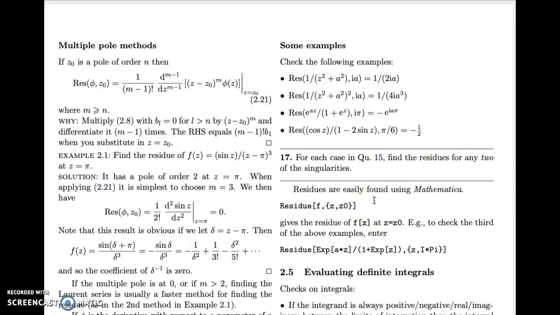So if you're familiar with Mathematica, then residues are easy to find. Just use this formula. So this will give you the residue of the function f at z equals z0. If there's no singularity, or if it's a removable singularity, you get the answer 0. But anyway, this is what you would enter to check this particular example.